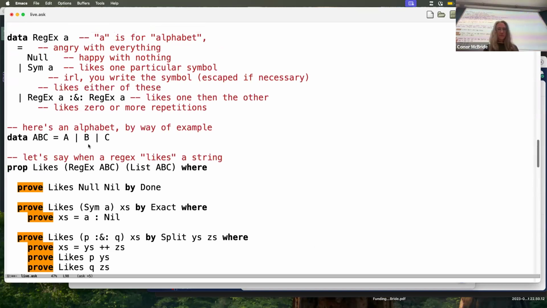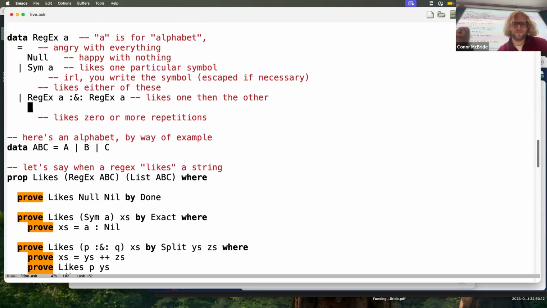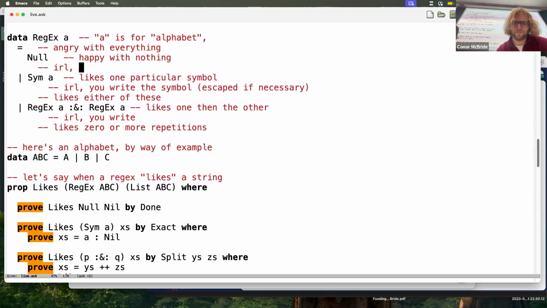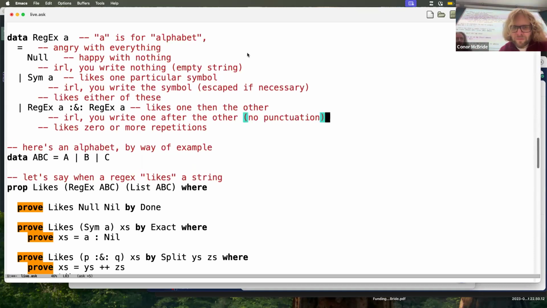Where should we go next? Oh yeah, sorry, we should do it in real life for the story so far. In real life, you usually write the null regular expression just as an empty expression, and you usually write the sequencing operator just by writing two things, one thing then another, no punctuation at all. So contrast. Yes, actually, that's important.